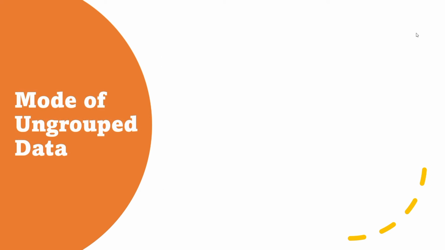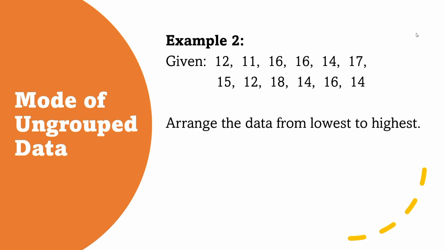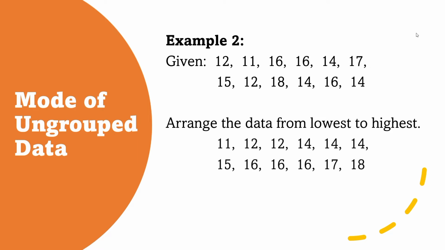So let's have another example. Given that we have 12, 11, 16, 16, 14, 17, 15, 12, 18, 14, 16, 14. So again, arrange the data first in its ascending order from lowest to highest. So we have 11, 12, 12, 14, 14, 14, 15, 16, 16, 16, 17, and 18. The number that appears the most in this set of data is 14 and 16, which is they both appear 3 times in our set of data.